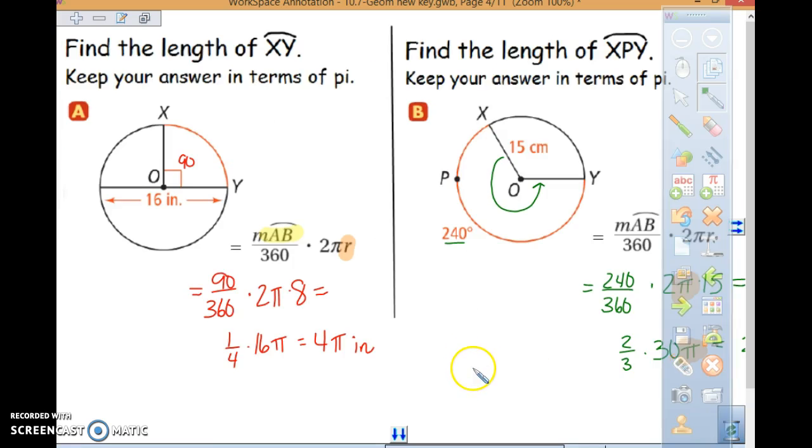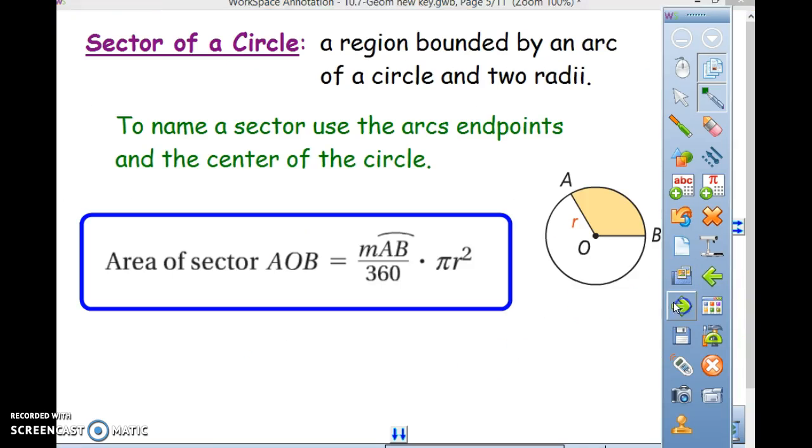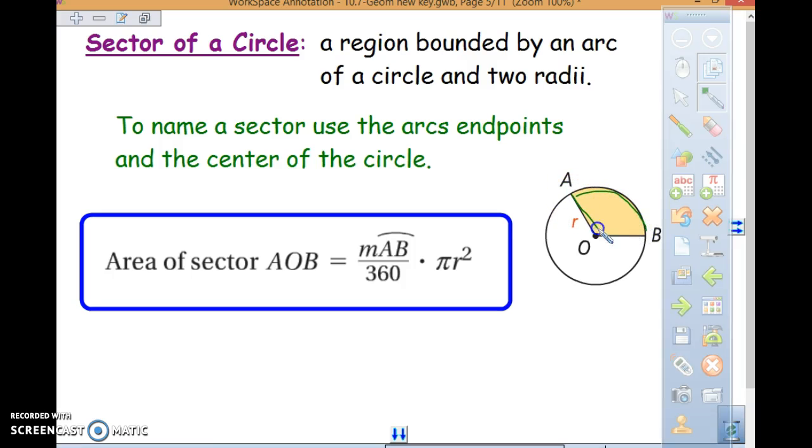So the skill we just assessed was learning how to find the length of an arc. The next thing we're going to do is find the area of a sector. A sector of a circle is a region bounded by an arc, so here's our arc, and by the 2 radii. So it's like a slice of pizza. We'll be able to find the area of a slice of pizza.